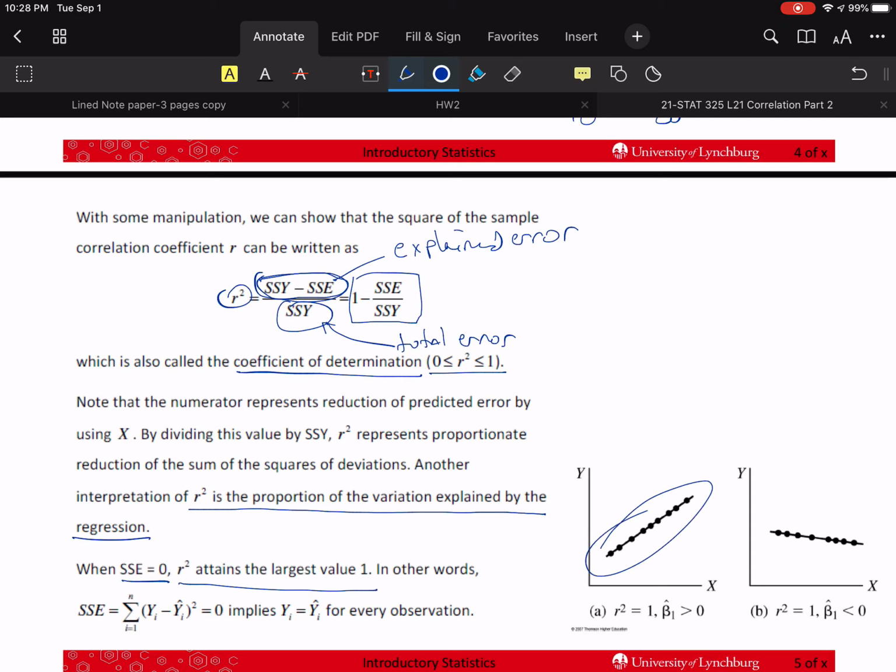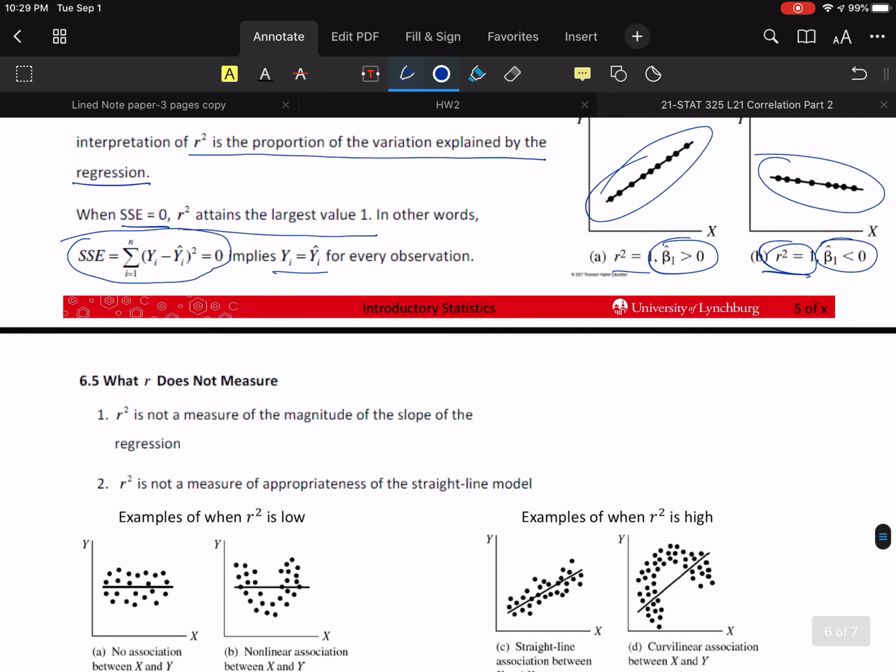Here r squared is 1. Here r squared is 1. This is with beta hat positive, and so r was positive. And here beta hat is negative, so r was negative, but the square, it was negative 1. So here r was positive 1. Here r is negative 1. And the points are exactly on the line. So SSE is 0. Then yi is equal to y hat for every observation.